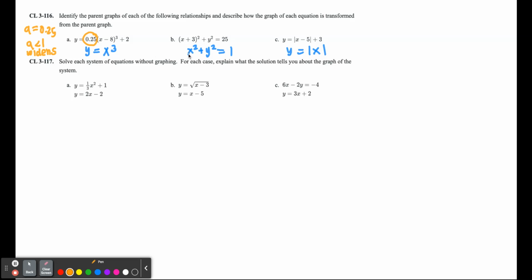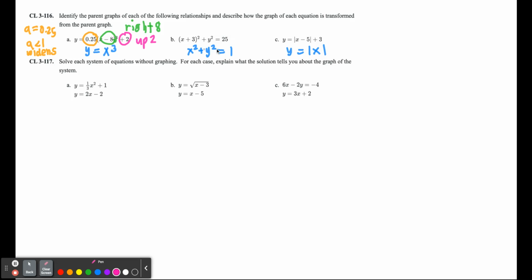And then here, you add or subtract a number to x, right? It's a left or right shift, and it's the opposite, so it's -8, so it's right 8. Any number added or subtracted at the end is up or down, and since it's added, it's up 2.